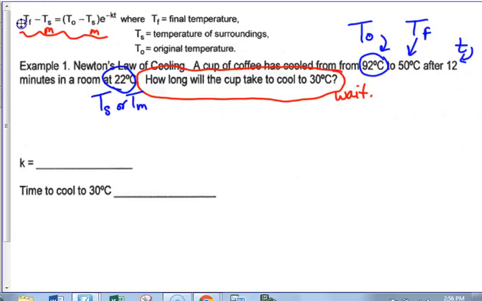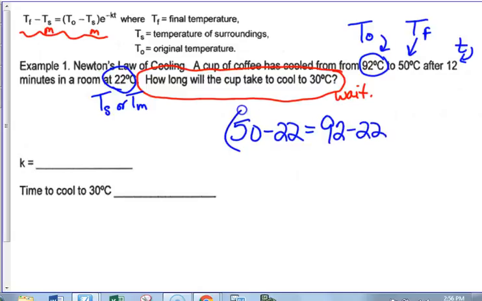All right. So the formula says we take the final temperature and we subtract the room temperature. We set that equal to the original temperature minus the room temperature. Lots of difference in change in temperature. Okay? And then we have e to the negative k, which is what we're trying to find, times our time. I'm going to do a little rewriting here. 50 minus 22 is 28. Whoa, that's a weird 8. Equals 92 minus 22 is 70.